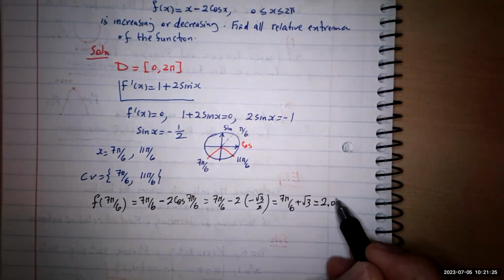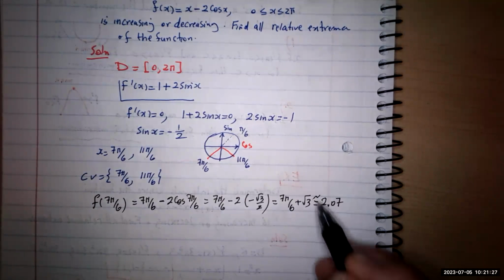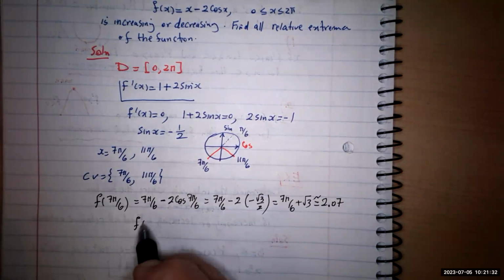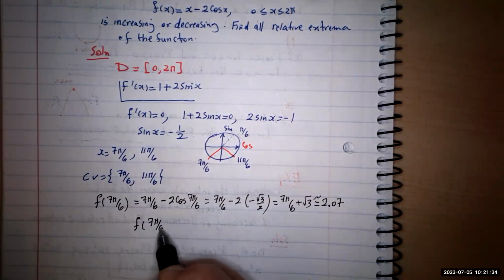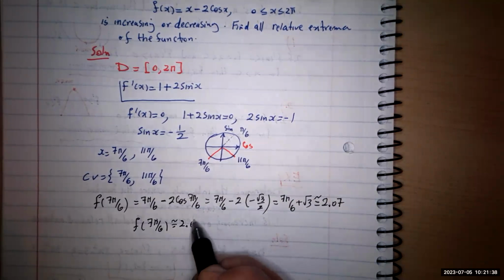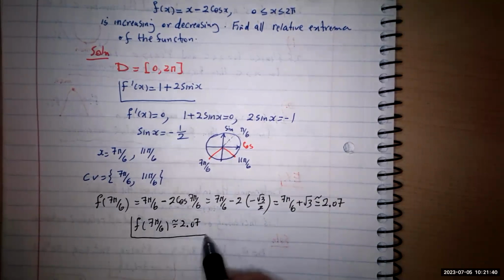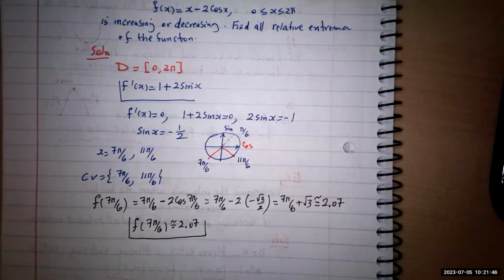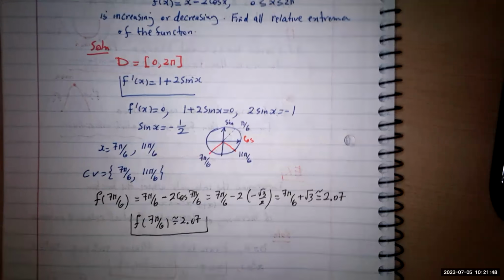2.606. I call it 2.07. So that's going to be the first one that I have. Okay, so f of 7π/6. Check it to be, because you want to compare, so you need them. So we don't accept 7π/6 plus radical 3, doesn't make sense. Okay, any question? Check your calculator, make sure you get the same number.